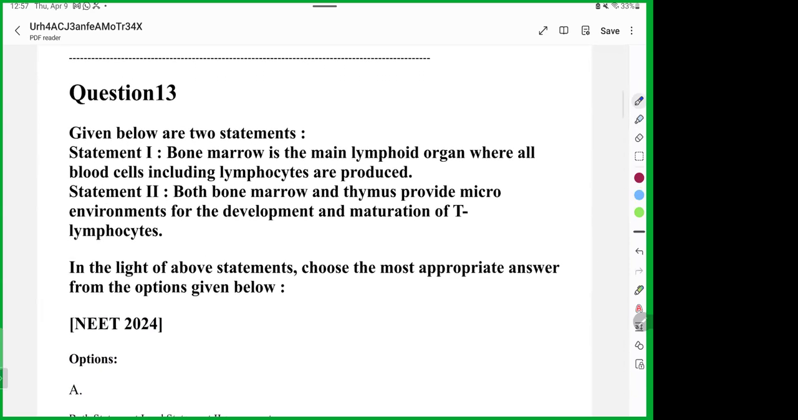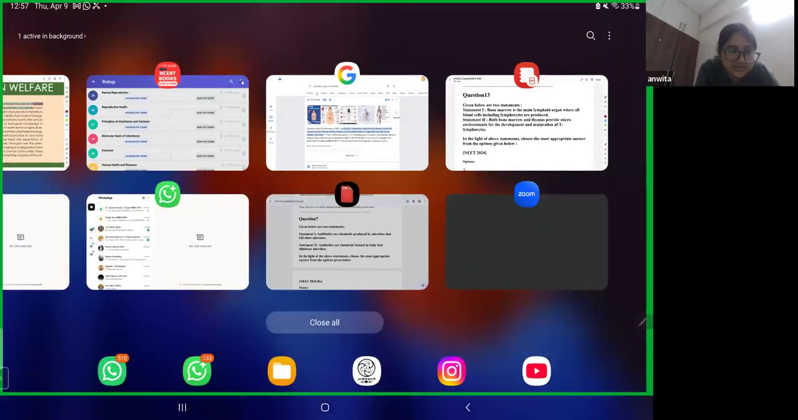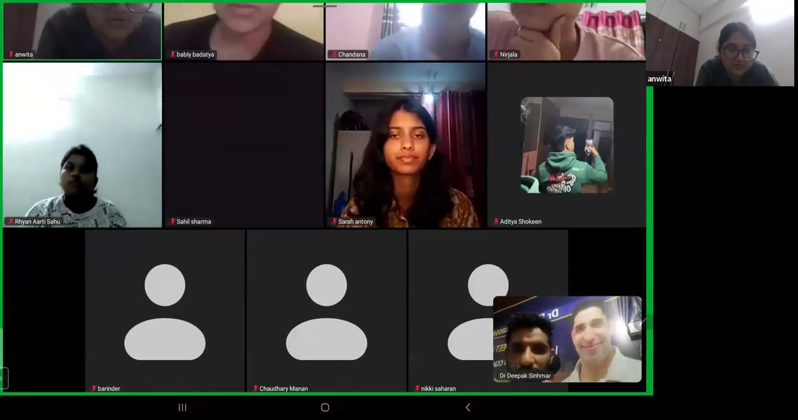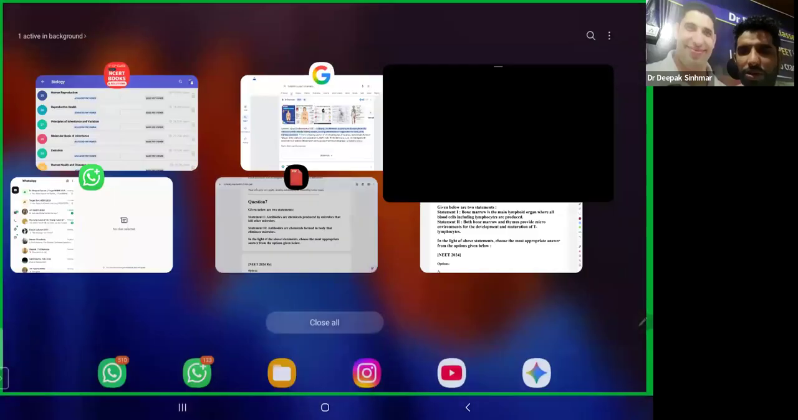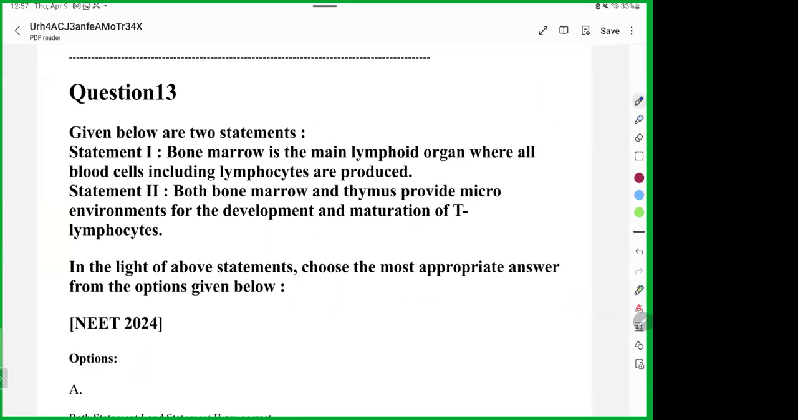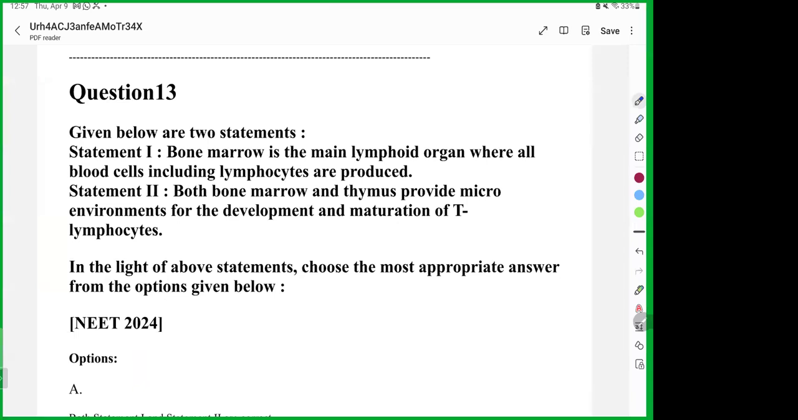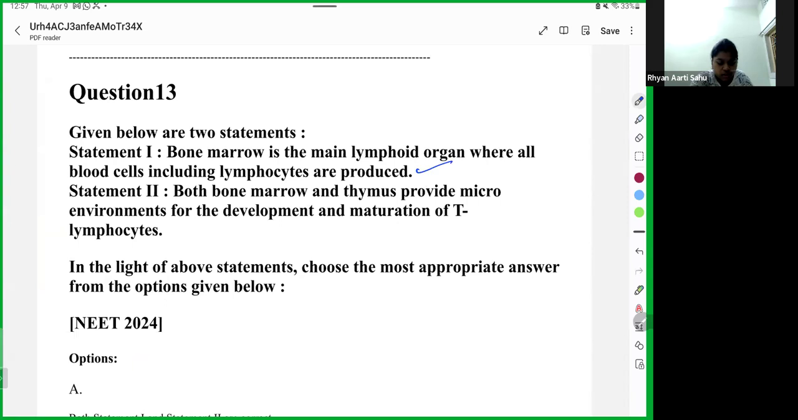Then did I miss any? Who else is there? So this is the 7th question, no? From 2024. Even in 2024 there were so many questions. Then Aditya, bone marrow is the main lymphoid organ where all the blood cells are formed. In 2024 also 6 questions were there.